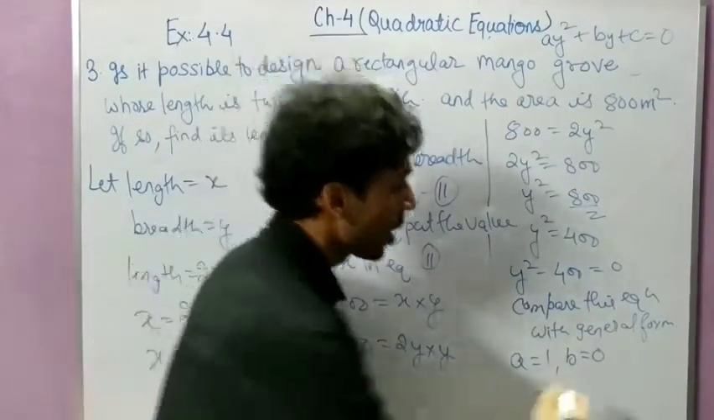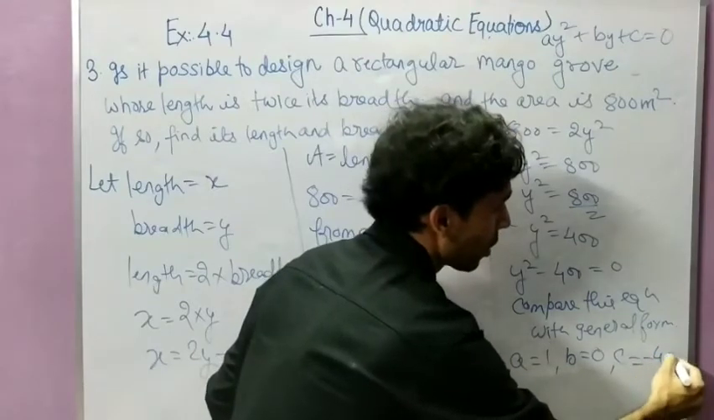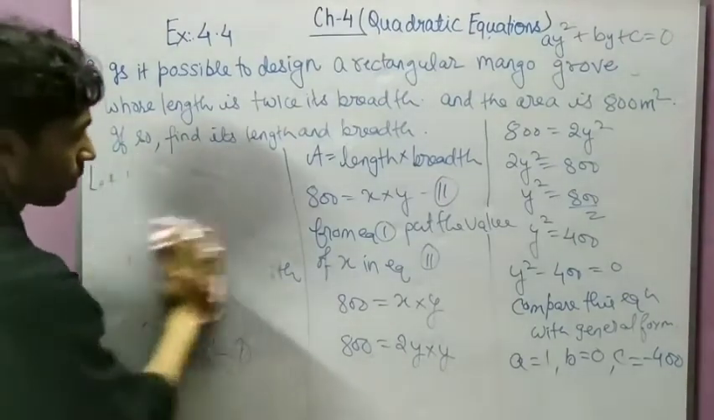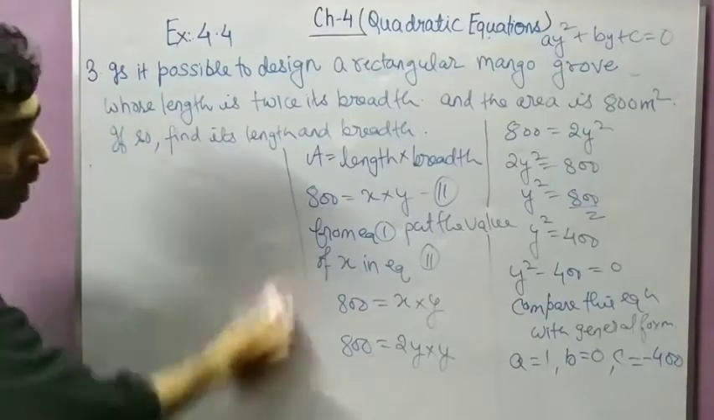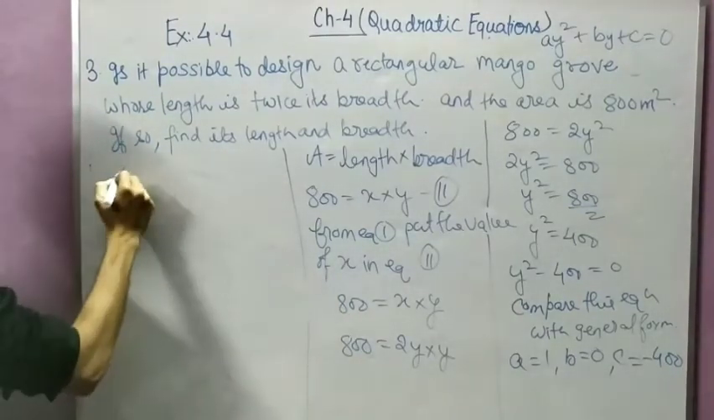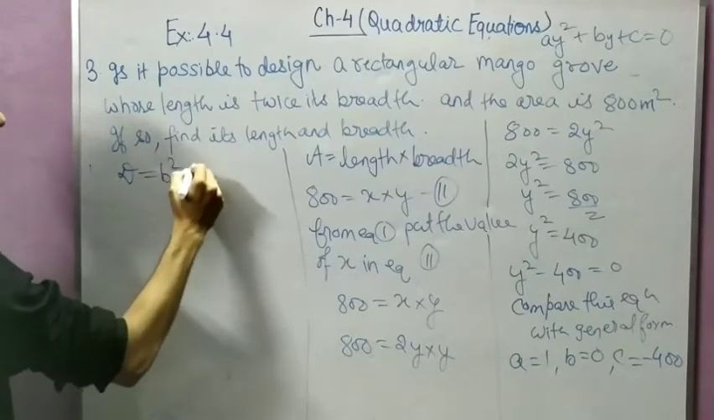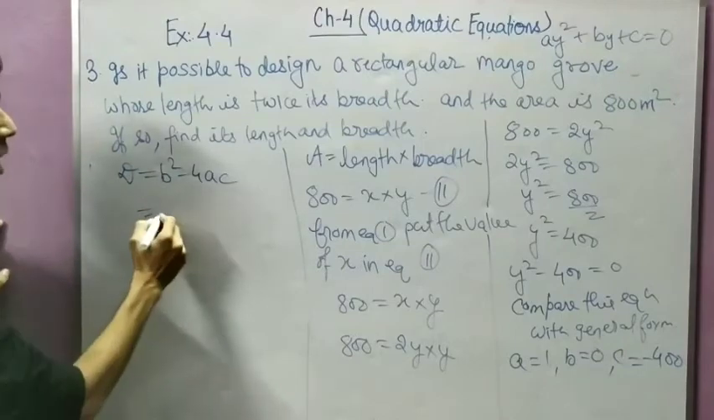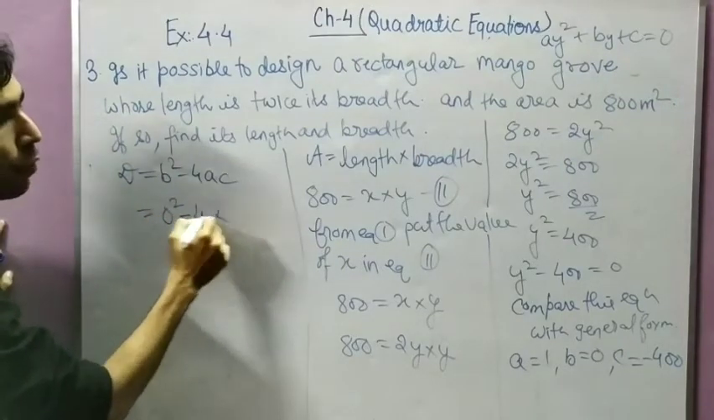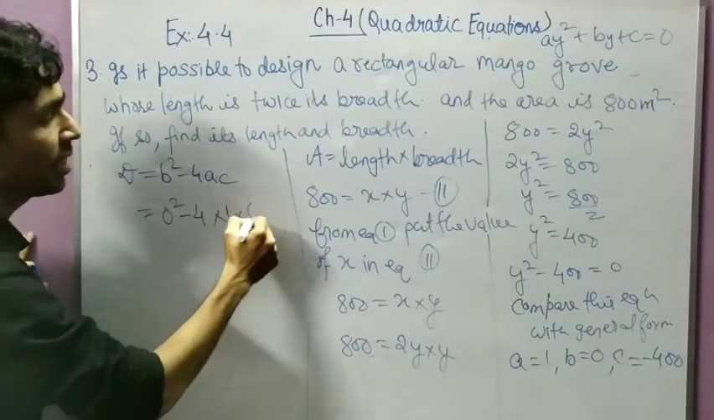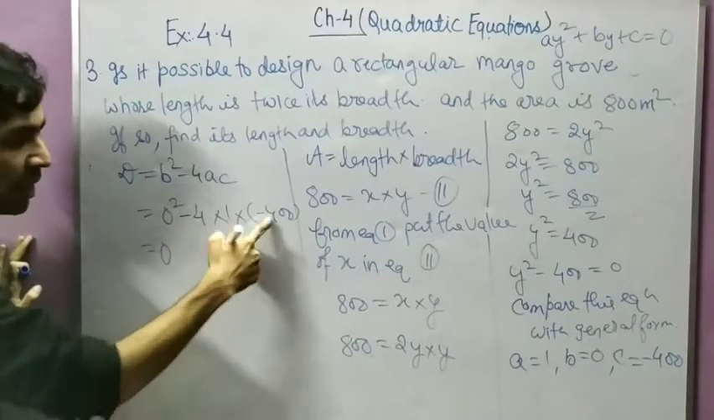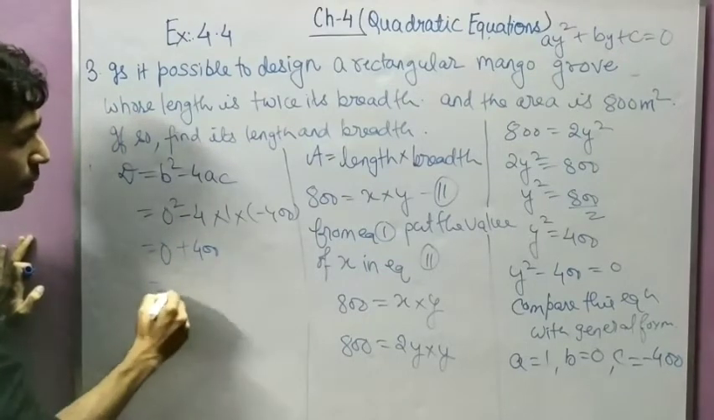So b equal to 0 and c equal to minus 400. Okay, now I am solving it here. When we calculate d, we know that d is b square minus 4ac. Now put all the values of b, a and c. So b value is 0, so 0 square minus 4 into 1, because a is 1 and c is minus 400. See, it will be 0, and minus minus will become plus, 400 and 400.